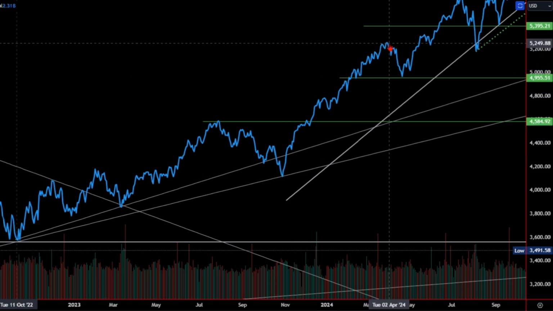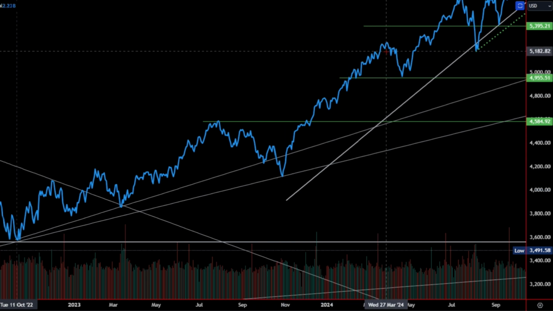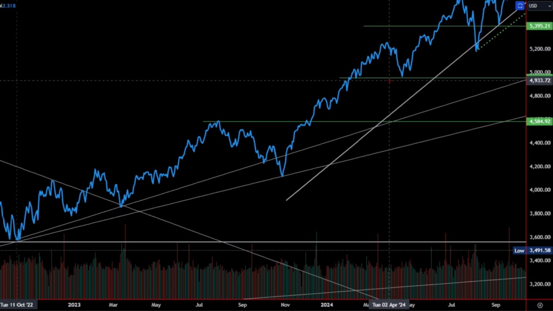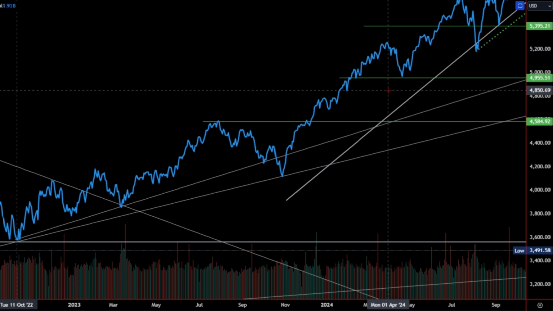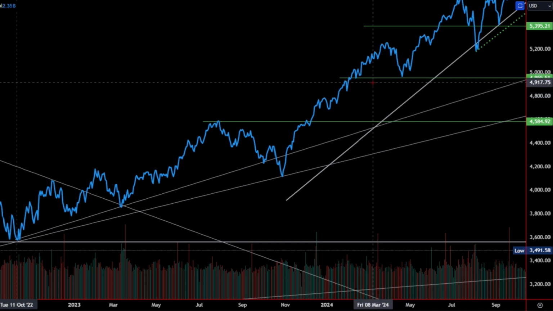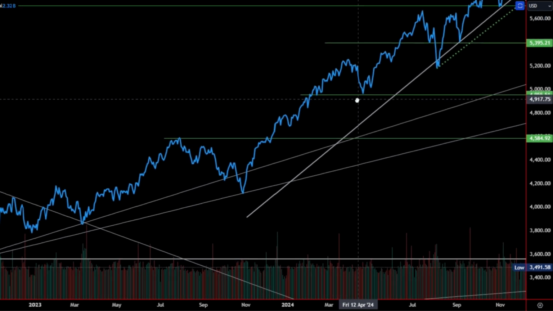Took all the way off to $5,256 in April of 2024. What a rally this was. What a rally it had. It had a double top up here, right around $5,256. Came down, retested $4,955 for support. Got a great bounce off it.